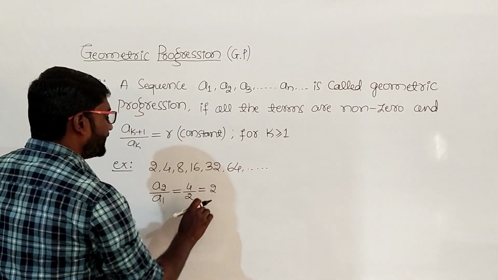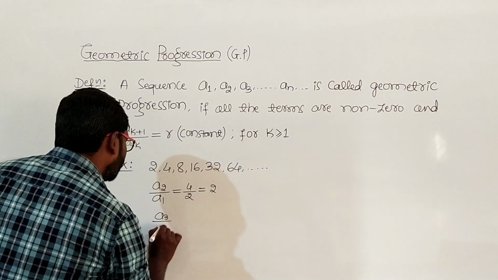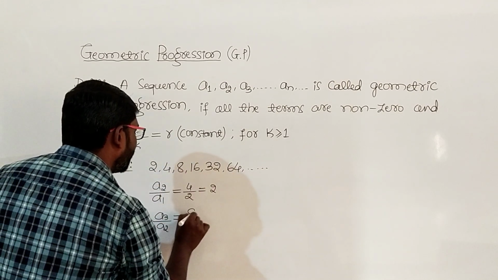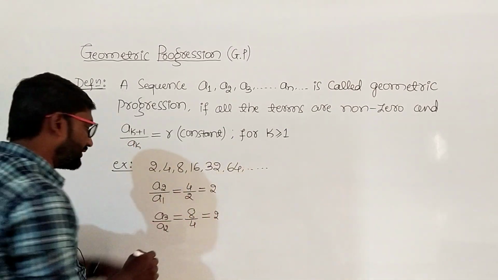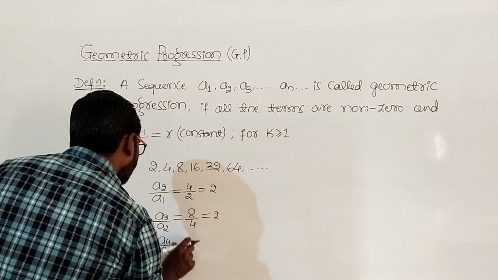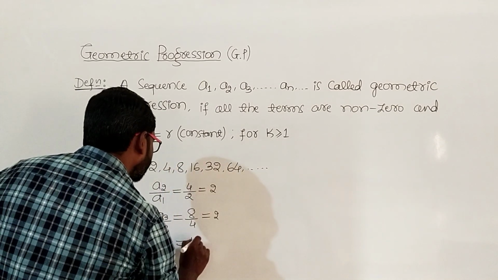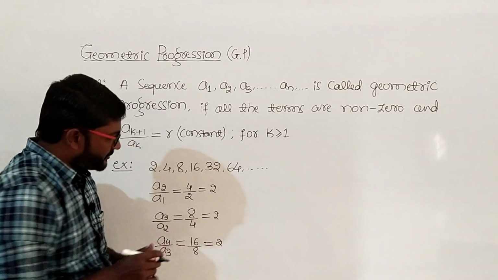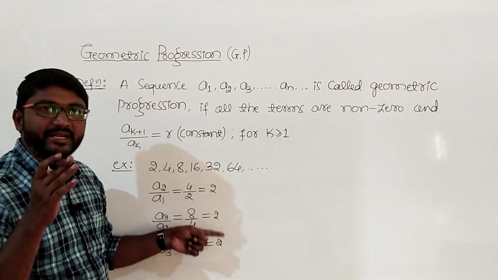And then let us go for A3 by A2. A3 is 8, 8 divided by 4. Again it is 2. And then A4 by A3. A4 is 16 divided by 8, again it is 2. So observe this number, it is going to be a constant, every time you are getting 2.